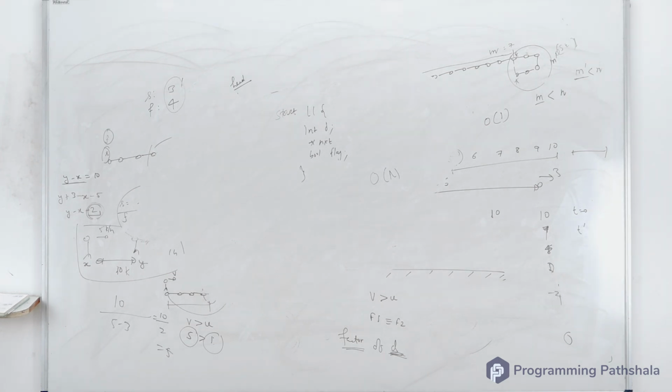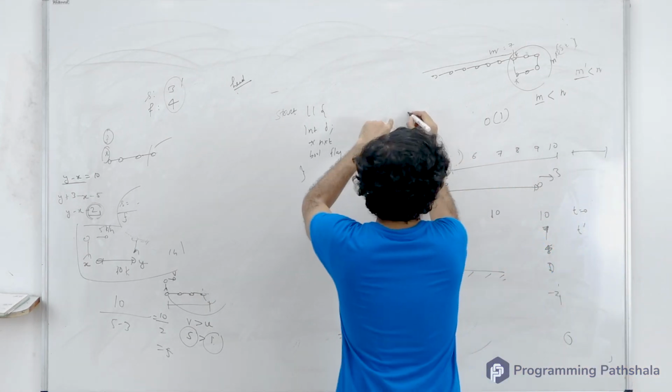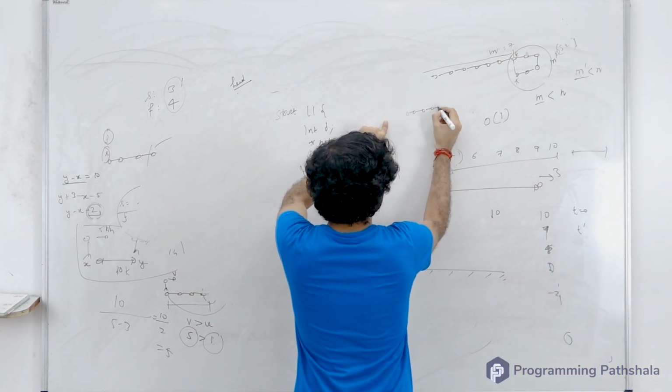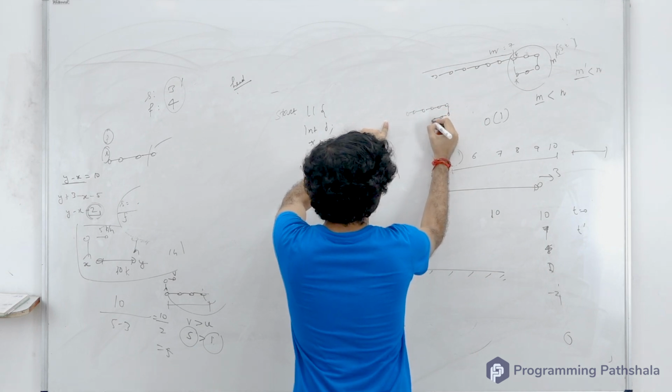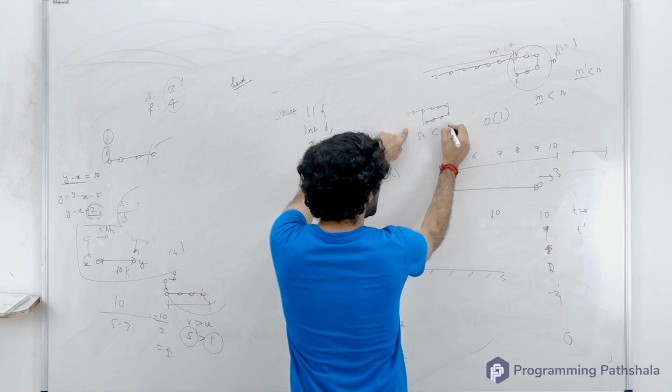Sagar is asking, what if the loop is greater than m? How does it affect anything? Even if this is very small and the loop is very large, I do not worry, right? Because whatever the size of the loop, it will be smaller than n, right?